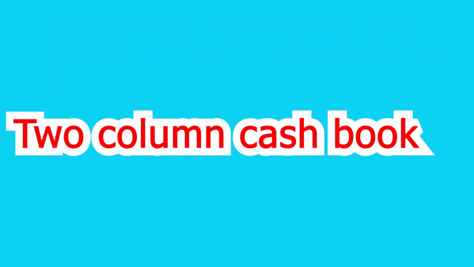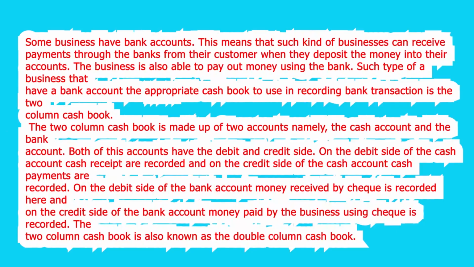Let us now look at the two-column cash book. Some businesses have bank accounts. This means that such kind of businesses can receive payment through the banks from their customers when they deposit the money into their accounts. The business is also able to pay out money using the bank. Such type of a business that has a bank account, the appropriate cash book to use in recording bank transactions is the two-column cash book. The two-column cash book is made up of two accounts, namely the cash account and the bank account. Both of these accounts have the debit and the credit side.